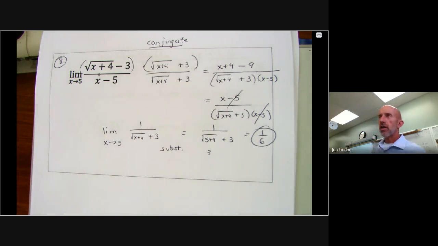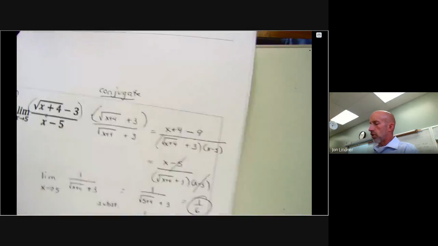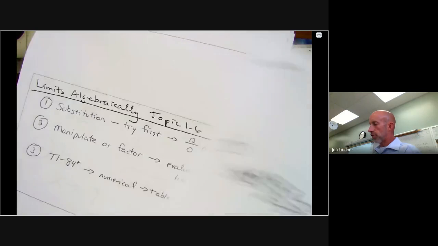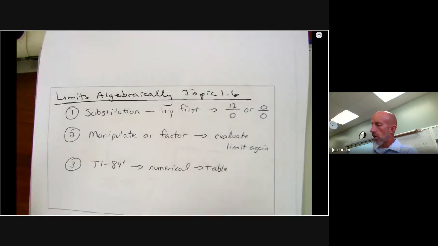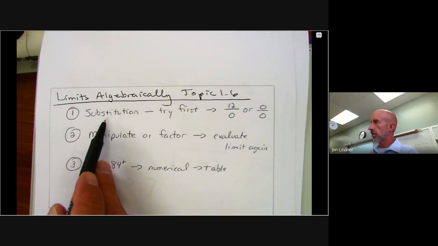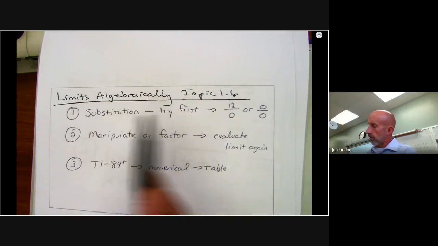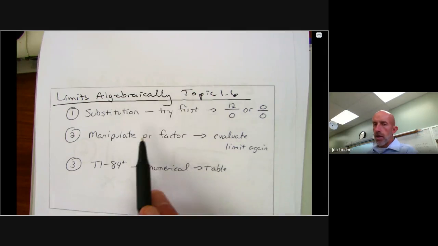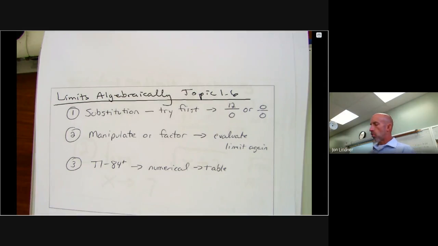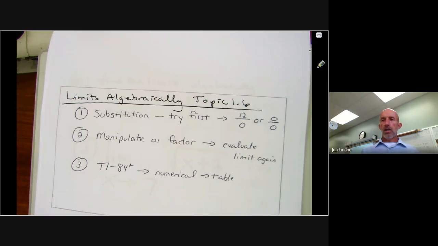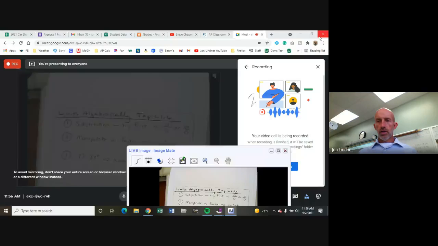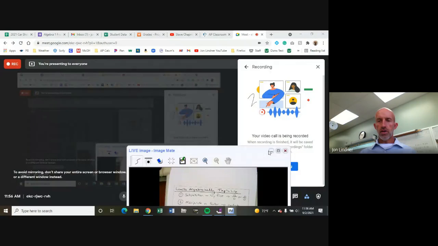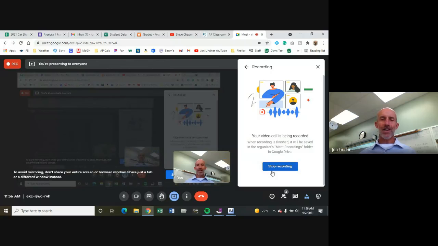So now you get to try your hand at evaluating limits algebraically. Remember where we started today. All right, we started with this idea that you always try substitution first. When you try substitution first and you get a 0 in the denominator or an indeterminate form, then you go to manipulate or factor. And I hope that helps you get started on evaluating limits algebraically, and we will stop there.